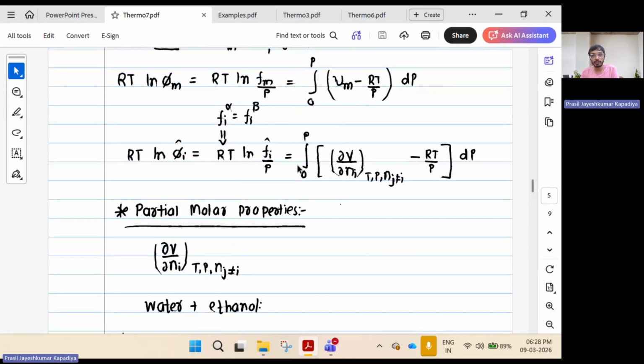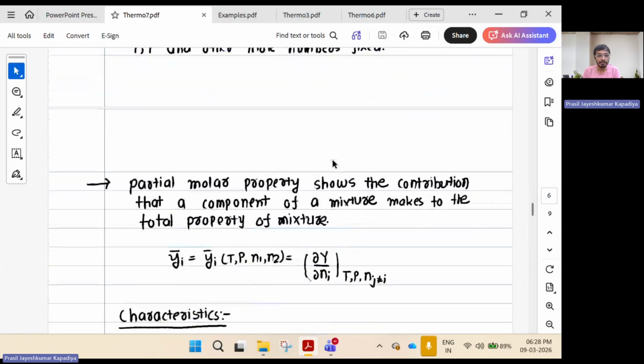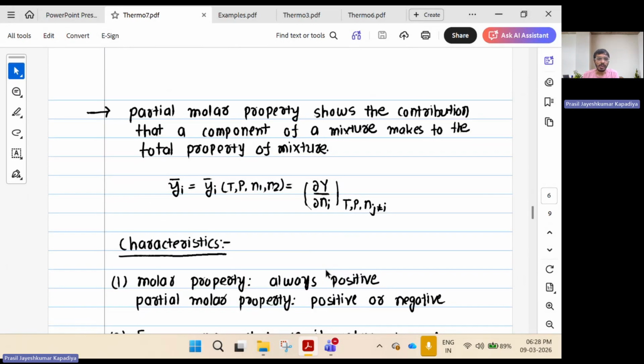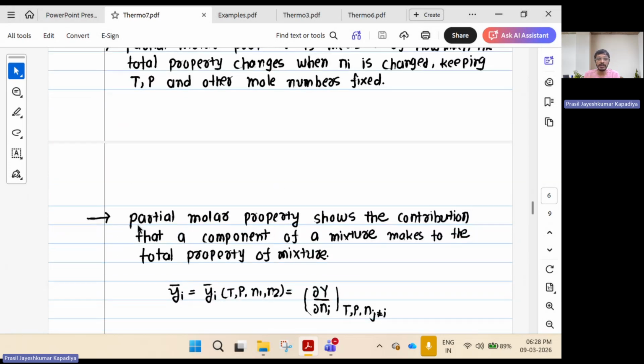So in general, when I'm going to define partial molar properties, I have to add a bar on the symbol. When I'm writing yi bar, it means partial molar, whatever the y is. Let's say y is my enthalpy, so partial molar enthalpy is nothing but del H by del Ni, the total enthalpy of the system changing with Ni, keeping temperature, pressure, and other moles constant. Okay, so earlier we have learned molar property. Molar property means property per mole, and partial molar property means how the total property is changing when we are adding some component. So that is partial molar property.